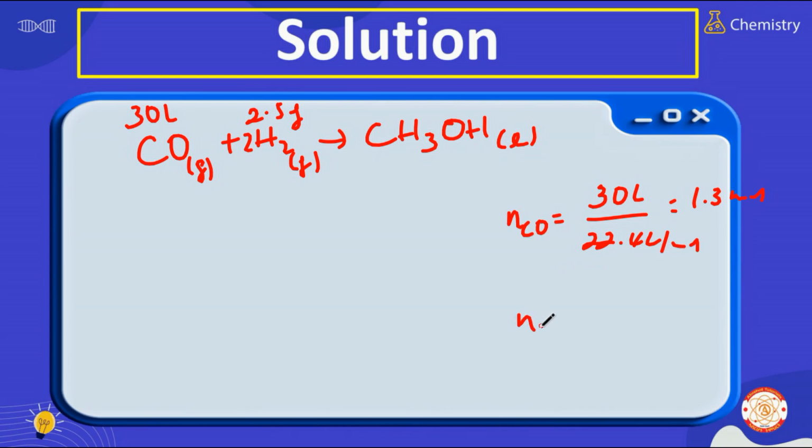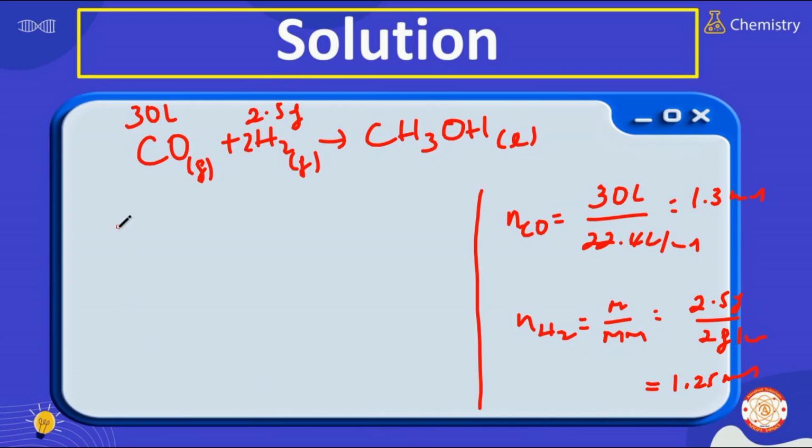What is the mole of hydrogen? Mass over molar mass, right? So mass is 2.5 grams. Molar mass of hydrogen is what? 1 times 2 is 2, so 2 grams per mole. So this gives us 1.25 moles.